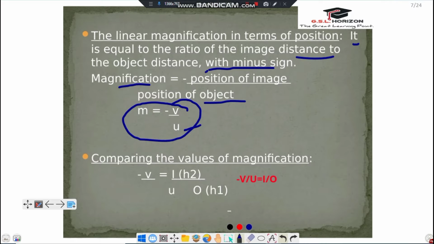Comparing the values of magnification, minus v by u is equal to h2 by h1, or also we can see minus v by u is equal to I by O. Okay guys, so come to the next one.